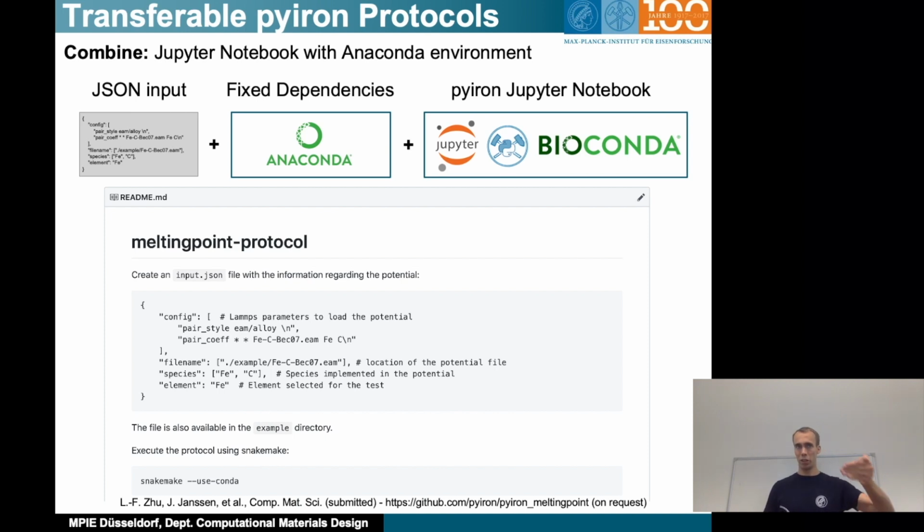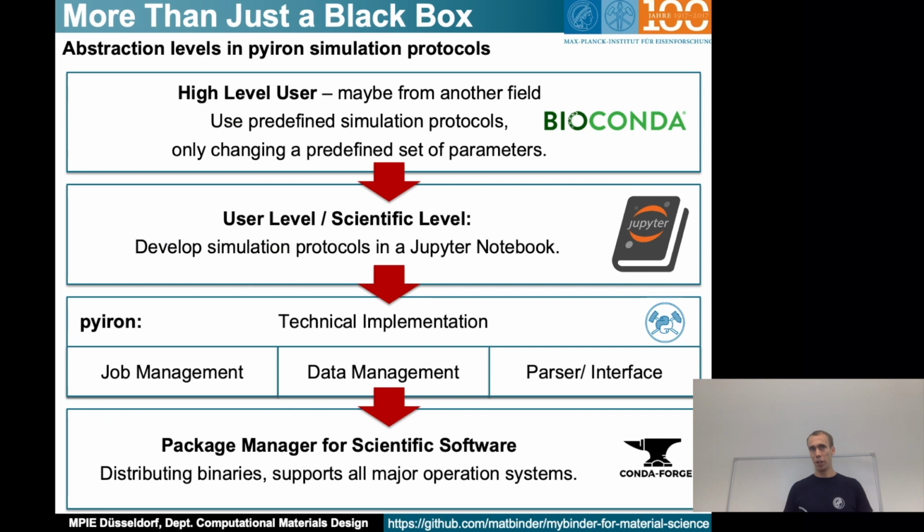All right, so we really have now this kind of high-level diagram. You can use it as a black box. That was a scheme that was primarily developed for lab scientists in the field of biology, where bioinformatics people develop the tools and then lab scientists can directly use them. For those who want to dive into the physics, we have the Jupyter notebooks. We try to keep them as structured as possible so you can follow each step. The technical implementation, job management, data management, and parsers are handled in pyiron.